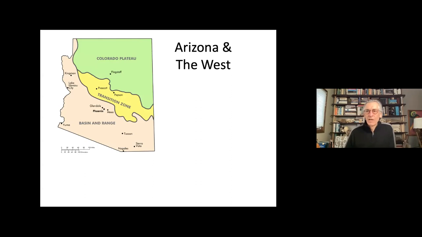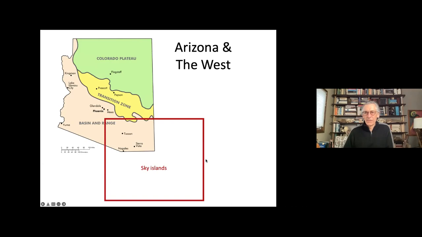The west and the east differ also in geography. And in the west in particular, there are regions that have so-called sky islands. These sky islands occur in the Sierra Madre Occidental, that is the western range. They get up into the southern part of Arizona and the westernmost part of New Mexico. These mountain ranges, these sky islands, are separated by desert. So the plants live at high elevations in these sky islands.